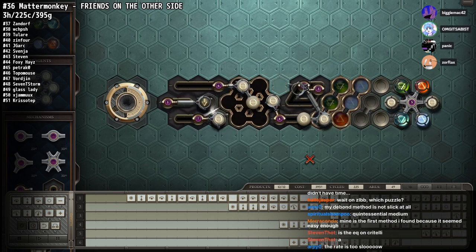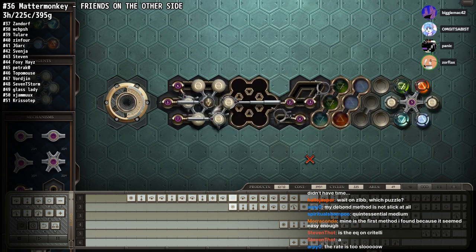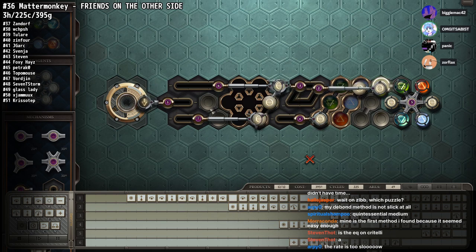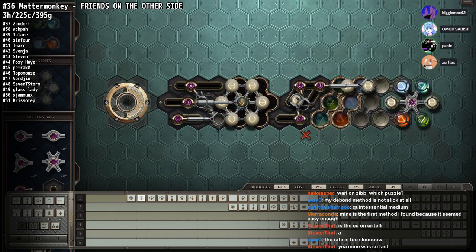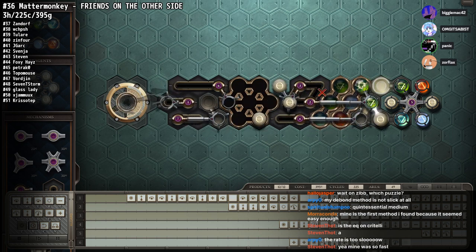Because I don't think I have a good solve. Yeah, I'm kissing goodbye to top 20 at this point. Yeah, the rate is too slow. A lot of times there are parts of it that operate quickly, but the machine as a whole can't keep up.